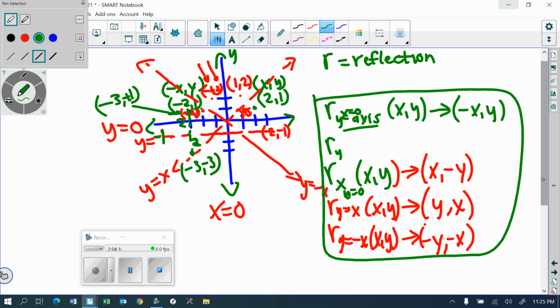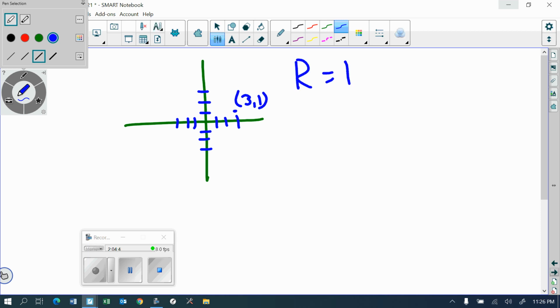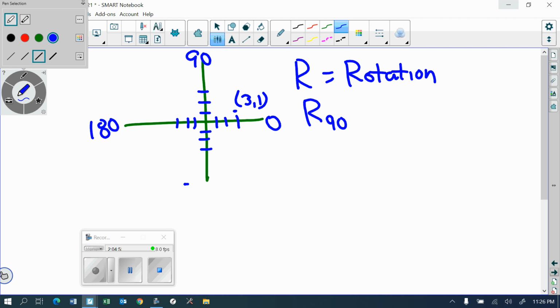Now let's go ahead and look at rotations. I'm again going to just do it with a point to make it faster. You can do it with each point. So let's say I take the point 3, 1. Capital R stands for rotation. So I do a rotation of 90 degrees. You have to know your quadrants in the degrees. This is 0 degrees always. This up here is 90, 180, 270, and back up to 360.